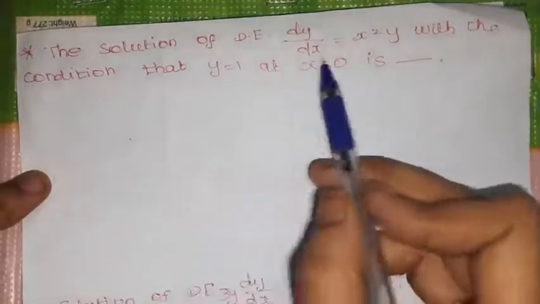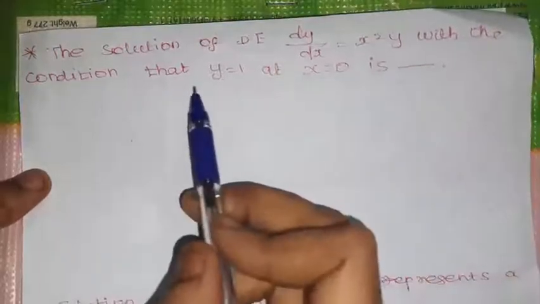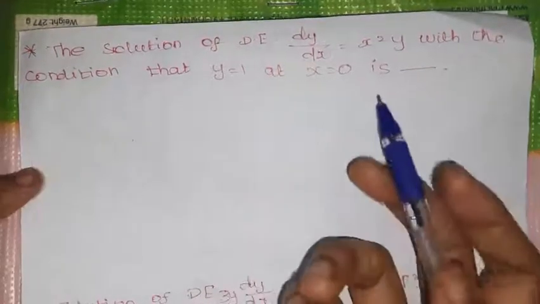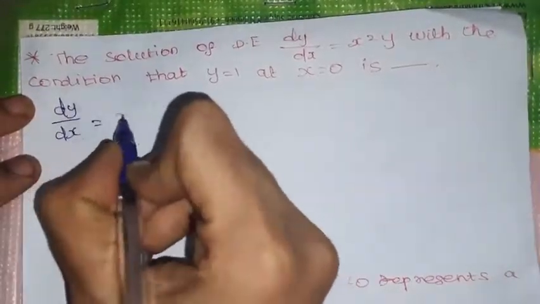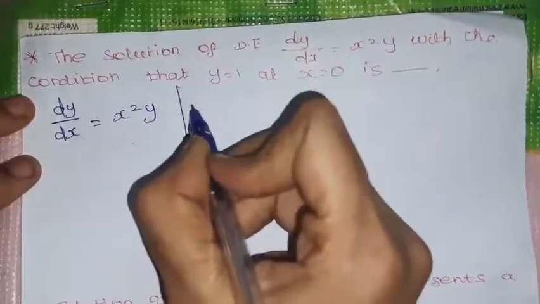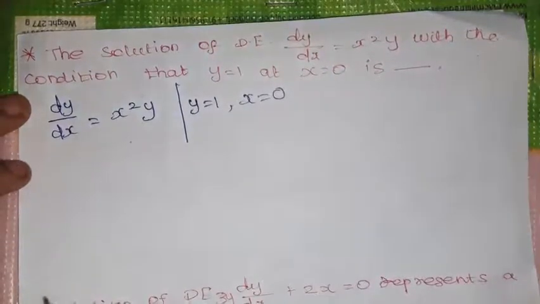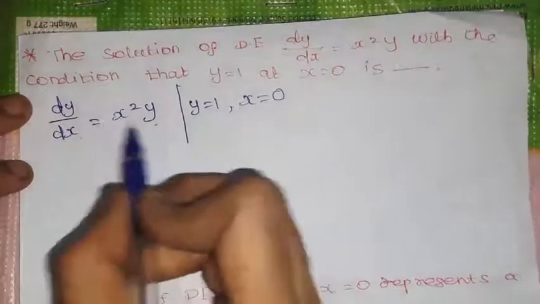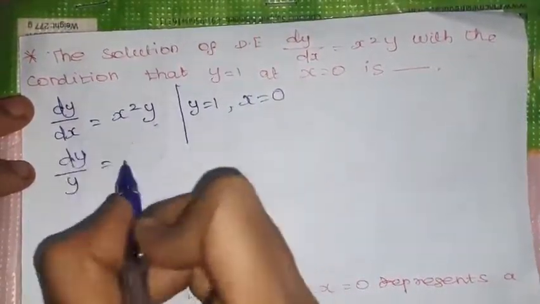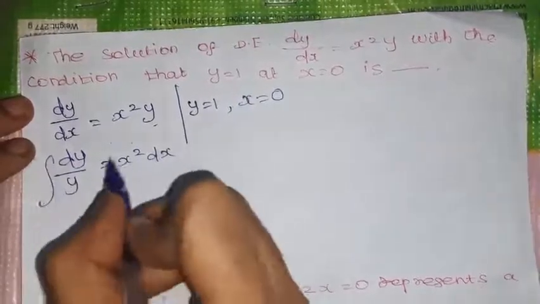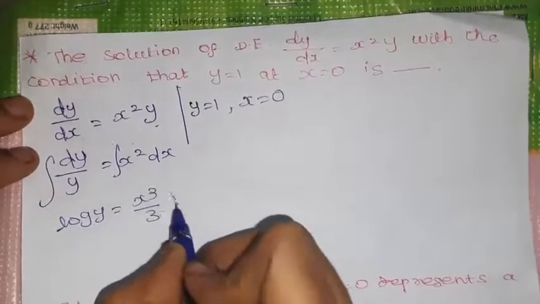What is that? The solution of the differential equation dy by dx equals x squared y with the condition that y equals 1 at x equal to 0. Let's see how to solve this. Dy by dx equals x squared y, and at x equal to 0 the y value is equal to 1. Then using the variable separable method, y on one side and x on the other side. So dy by y equals x squared into dx. Now we need to integrate. So dy by y is nothing but log y equals x cube by 3 plus c, right?